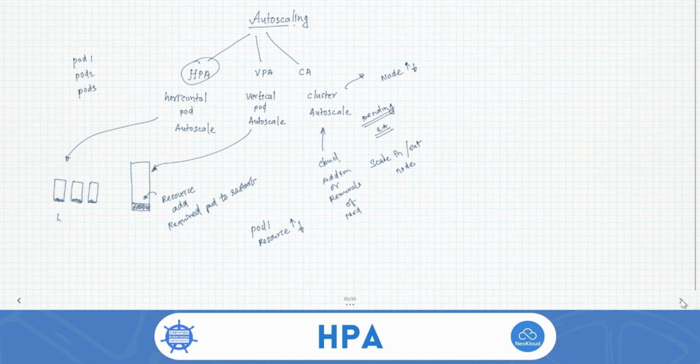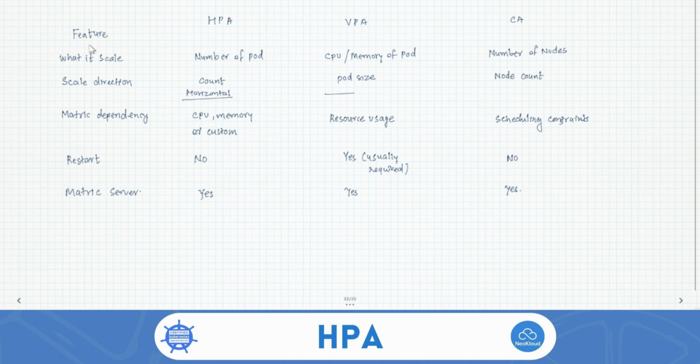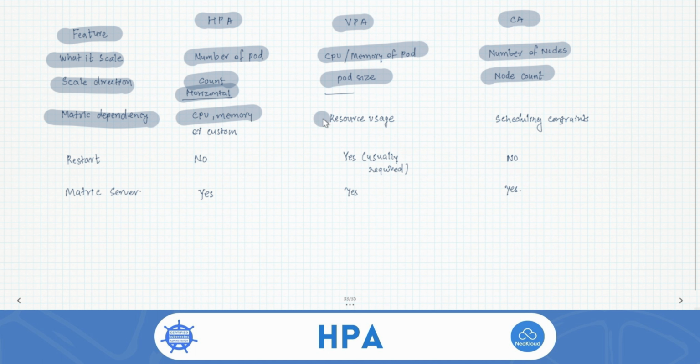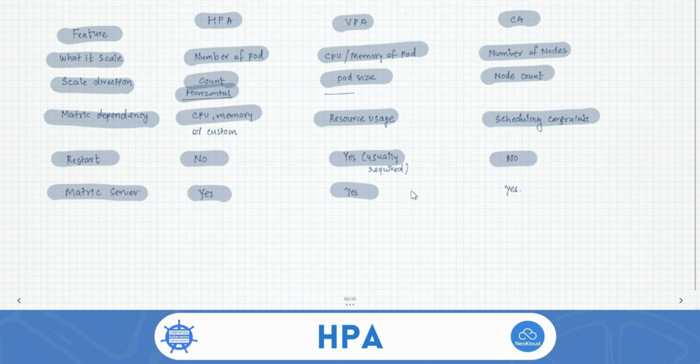So let's have a comparison. Features: horizontal pod auto scale, VPA and CA. What is scaled? Number of pods, CPU and memory of pods, and number of nodes. Scale direction means count for horizontal, that is pods, pod size, and node count. Metrics dependency, yes, there is resource usage and scheduling constraint like pending pods. Pod restart: no, yes, required, and here no, because it schedules in other nodes.